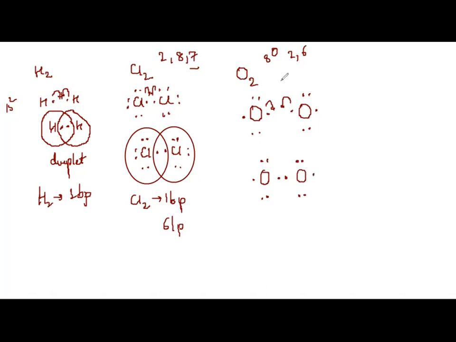Has it completed octet by sharing one electron? 1, 2, 3, 4, 5, 6, 7. No. Therefore, by sharing one electron, unlike hydrogen, chlorine, fluorine, these have completed their duplet and octet. But here, oxygen by mutual sharing of one electron has not completed its octet. So what oxygen will do? It will share its 2 electrons. So this oxygen is sharing 2 electrons. This oxygen also will share 2 electrons. Getting my point? So it will share 2 electrons instead of 1.